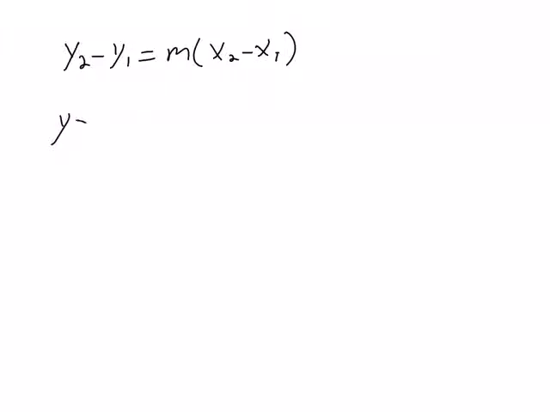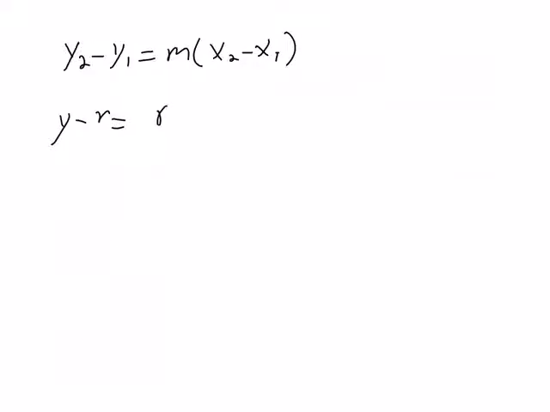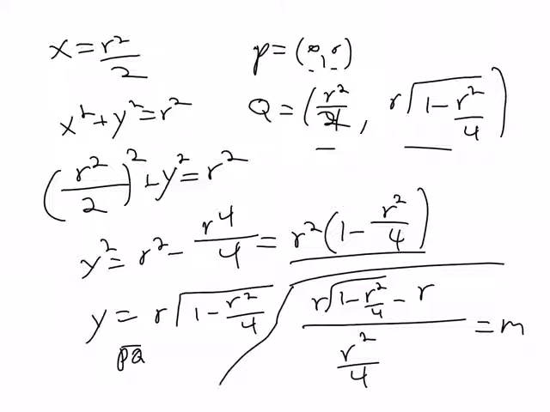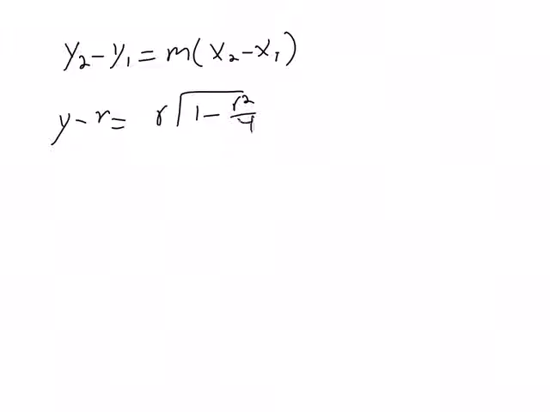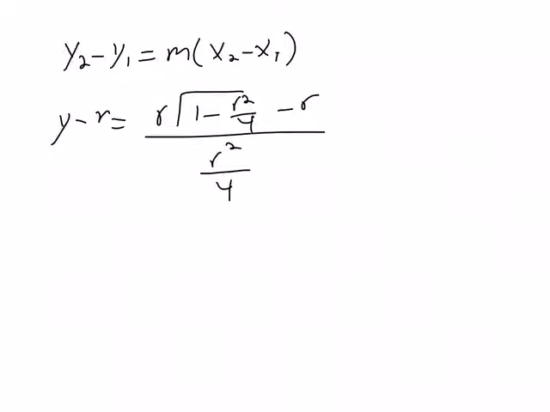So for us, we're going to have y minus, and for y1, let's just choose r, equals, and then for the m, we have r times the square root of 1 minus r squared over 4, minus r, over r squared over 4, times x minus 0, because we chose to do this with the point P equals (r, 0), really (0, r). So that's the equation of our line.